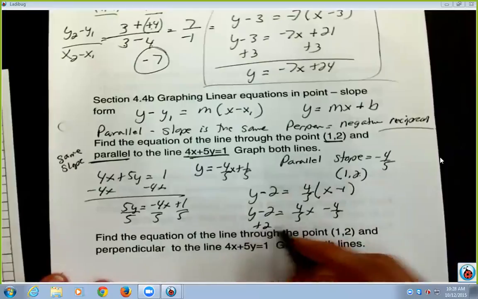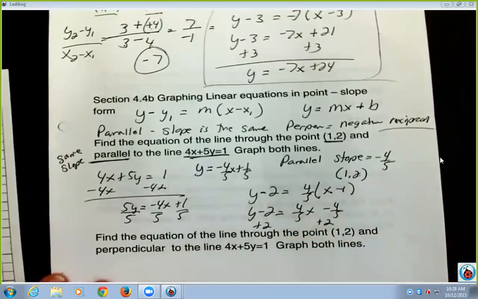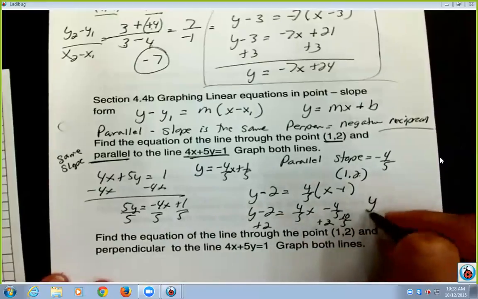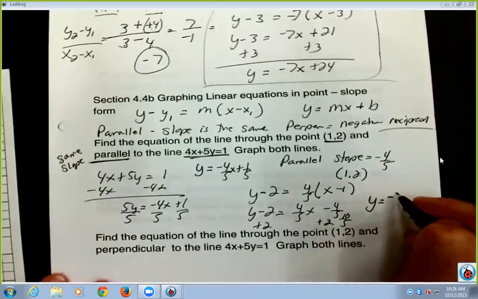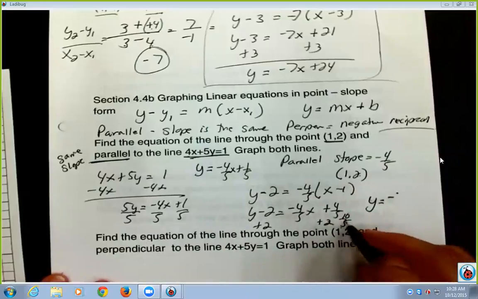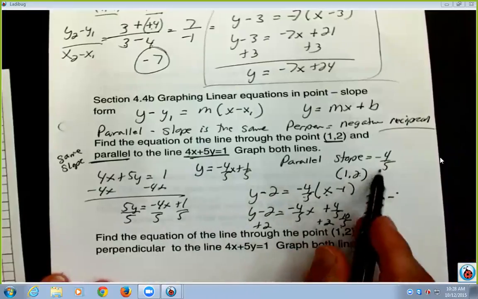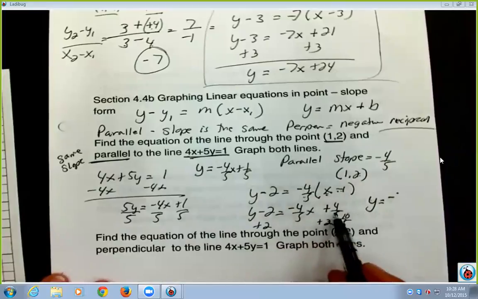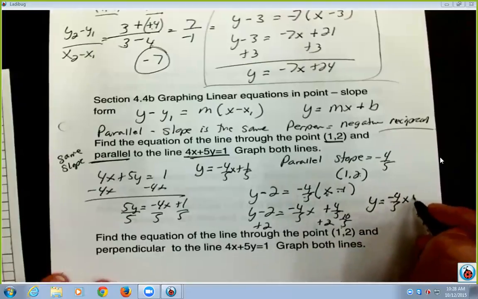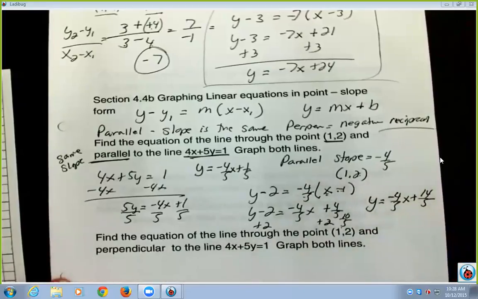So now I'm going to add 2 to both sides. And we got those fractional pieces in there. That 2 is going to turn into 10/5. My new equation is, oops, I got to have a negative 4/5. That's going to change my value down there. Negative 4/5. I forgot my negative. Negative 4/5 and a negative times a negative is positive 4/5. So I get negative 4/5 x plus 10 fifths plus 4 fifths is 14 fifths. So that is my new equation. Not an easy equation, okay? But it still ends up being that part.